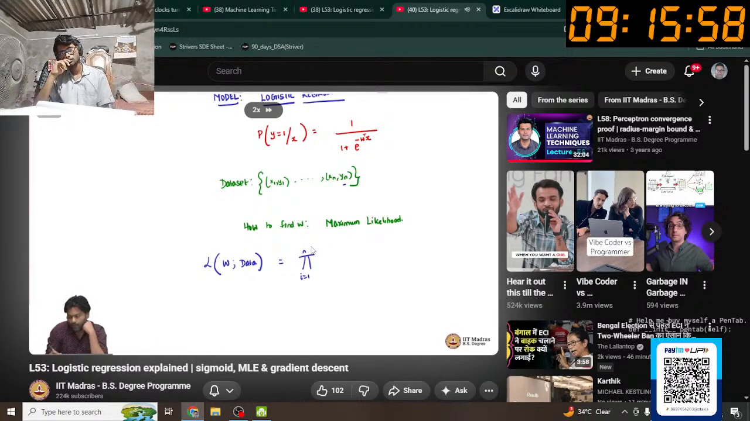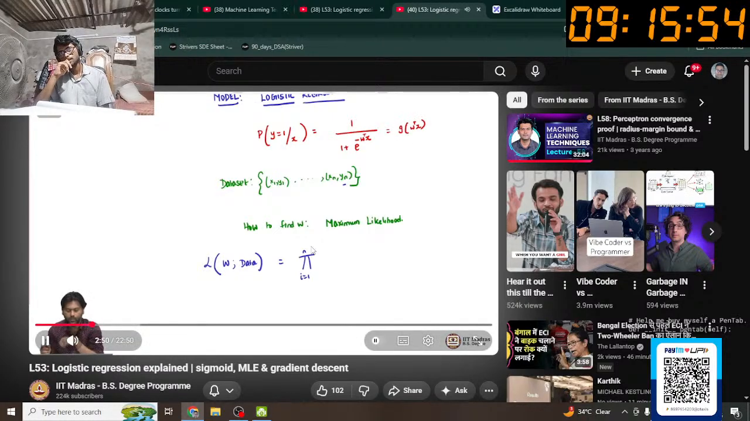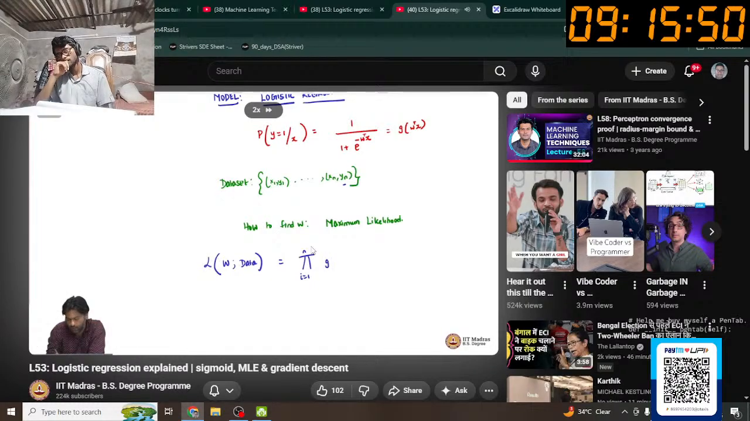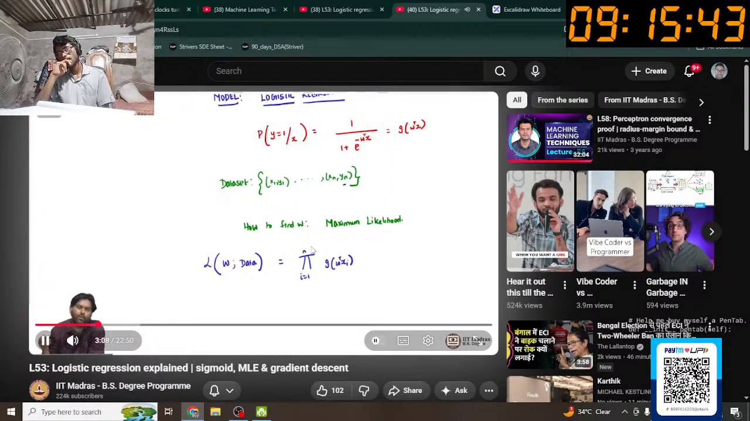That's why this is n. So now let's just call this g of w transpose x, so that it's easier to write. So for the first data point, if it is plus 1, it happened with the probability g of w transpose xi. If it is minus 1, it happened with the probability 1 minus g of w transpose xi.